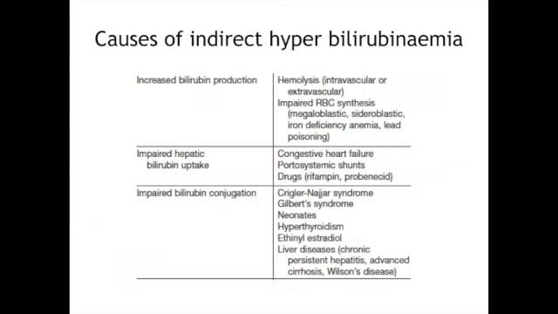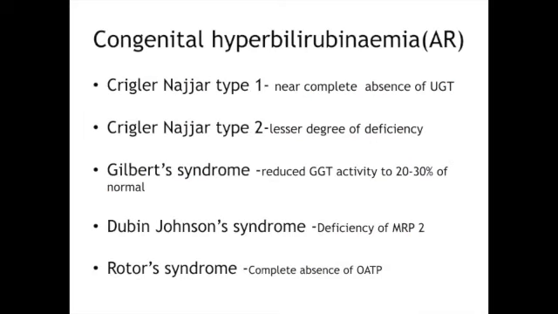So what are the causes of indirect hyperbilirubinemia? It may be due to increased production, as I already mentioned, may be due to impaired hepatic bilirubin uptake or impaired bilirubin conjugation. So the congenital hyperbilirubinemia can be due to deficiency of UDP glucuronide transferase enzyme. Crigler-Najjar type 1, there is complete absence. So this child will develop kernicterus and early death. Whereas type 2, there is a lesser degree of deficiency, and this enzyme can be induced by phenobarbital, and they may get symptomatic improvement on phenobarbital.